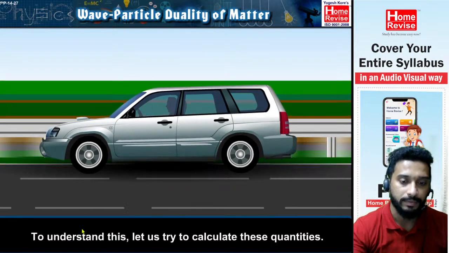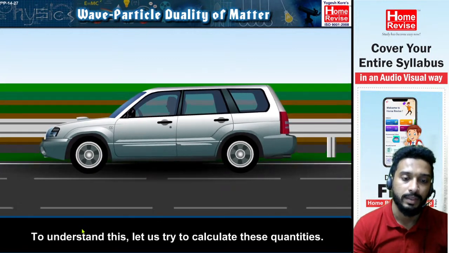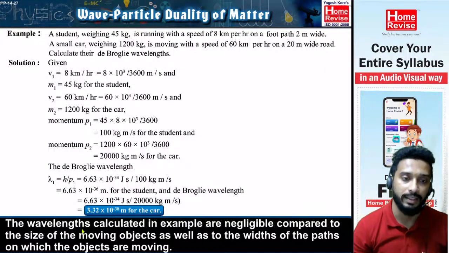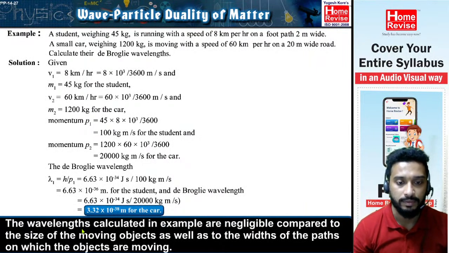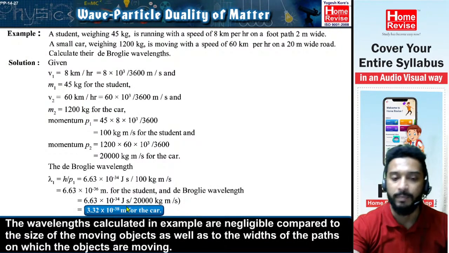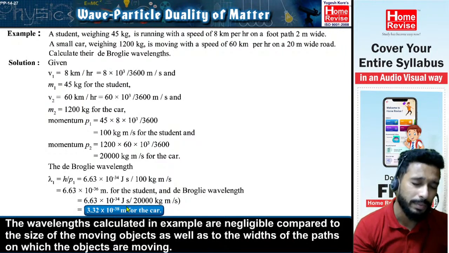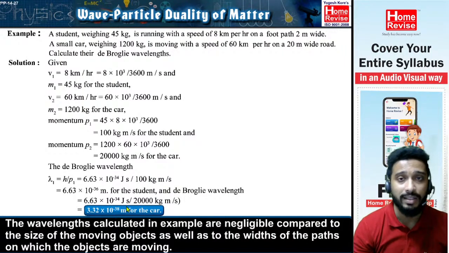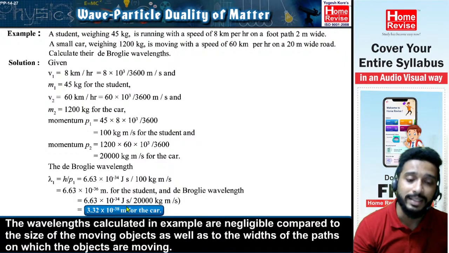Okay, to understand this, let us try to calculate these quantities. Let us calculate the wavelength of a child. The wavelengths calculated in the example are negligible compared to the size of the moving object as well as the width of the path. Look, the wavelength is 10 to the power minus 38 meter. 10 to the power minus 38 meter means how tiny a wavelength it is. With such a tiny wavelength, how will it travel in wave form?